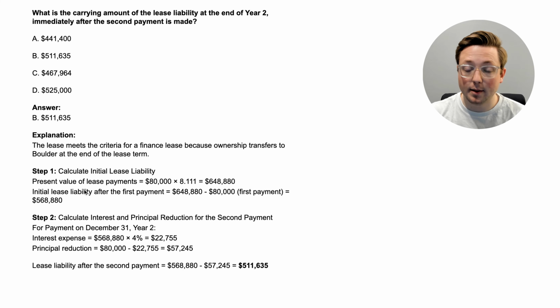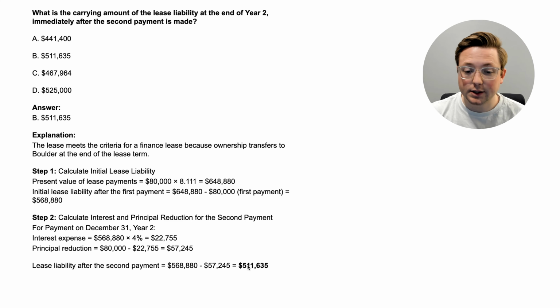$568,880, and that was the ending year 1 lease liability, and we subtract $57,245 of principal in year 2, and that gives us $511,635 of lease liability that's going to be the carrying amount at the end of year 2. So that's how you calculate the lease liability being reduced in the following years after the first year, and you would do the same thing in year 3 and year 4.